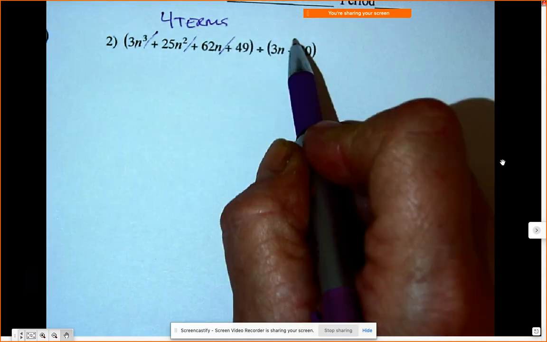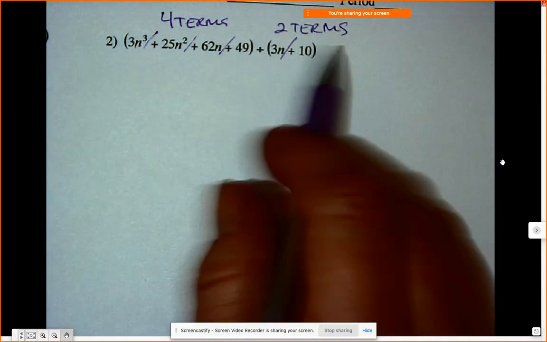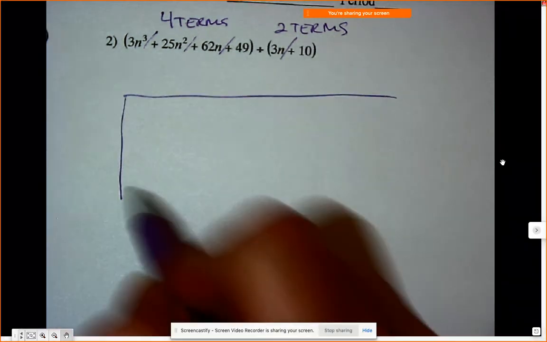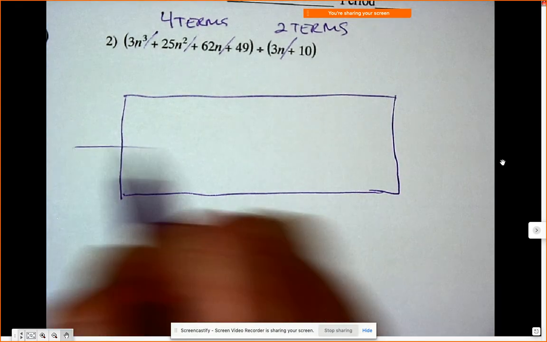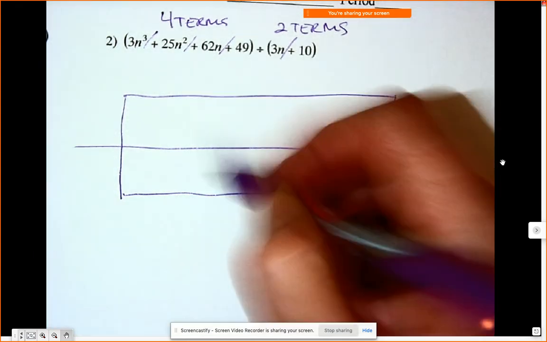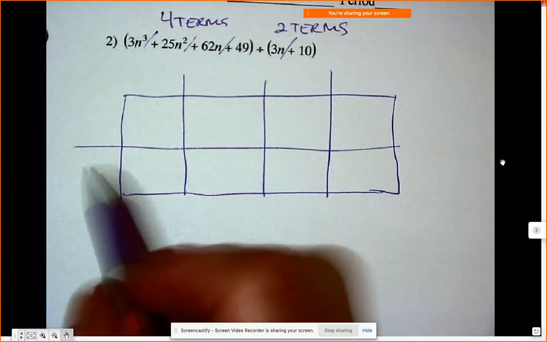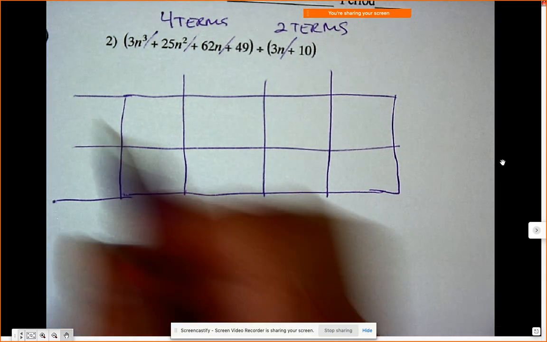And here I have 2 terms. So I need a box that is 4 by 2. I put the 4 across usually. You can put it the other way, but I will tell you this is easier. Okay, so I need 1, 2, 4 boxes.